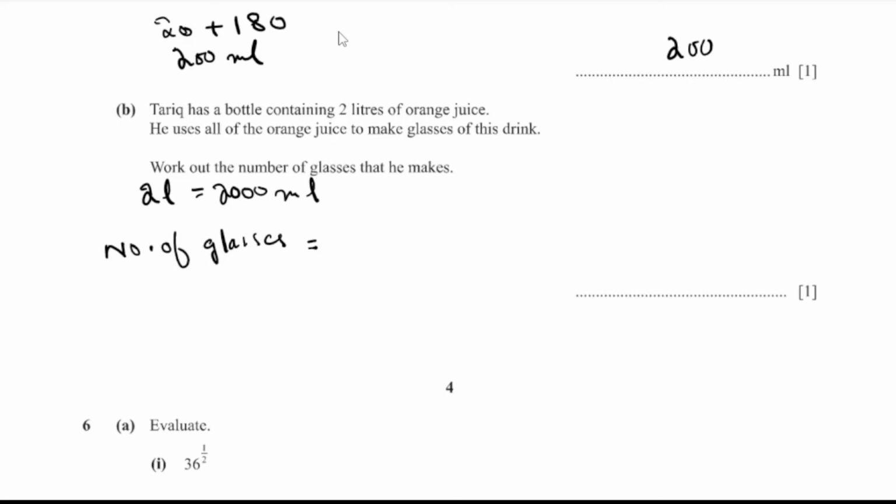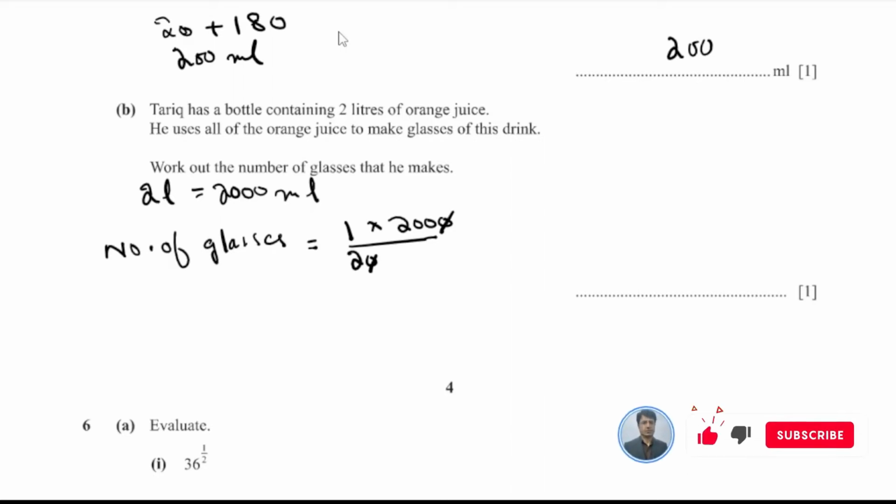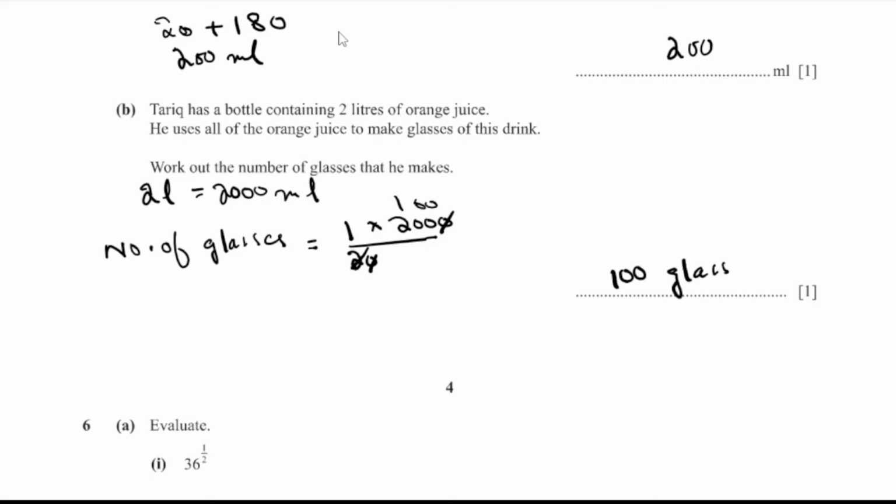There is 20 ml for 1 glass. So 2000 ml will contain, 0 will be cancelled out with the 0, 2 divided by 2 is 1, 200 divided by 20 is 100. We'll get 100 glasses. If 20 ml makes 1 glass, then 2000 ml will make 100 glasses. This is the answer.